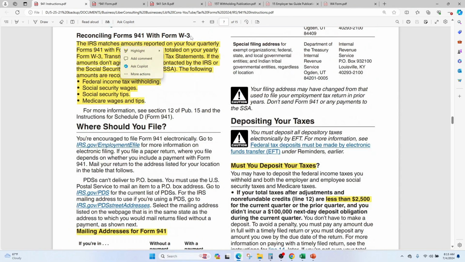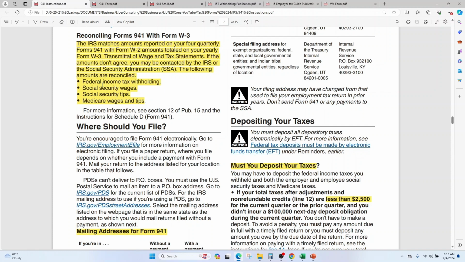Reconciling Form 941 with Form W-3. When you are completing your Form 941, you want to make sure your numbers are accurate, because the IRS will match the amounts reported on your four quarters of Form 941 with your Form W-2 amounts totaled on your yearly Form W-3. Form W-2 is per employee. Form W-3 is the total of the W-2s that you file together. So it will try to match those.